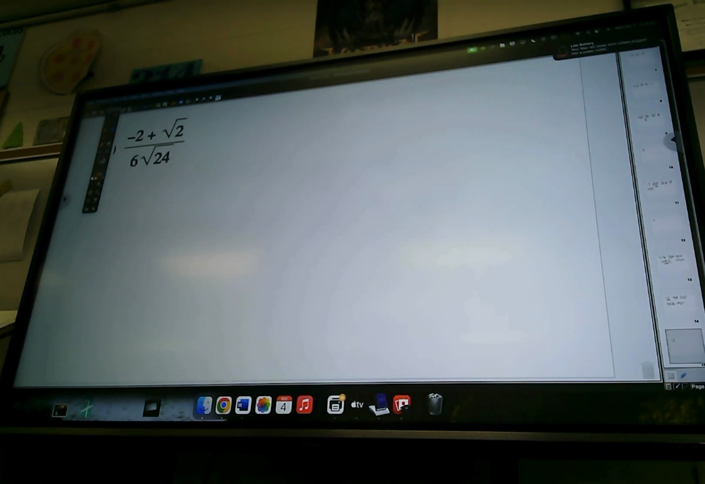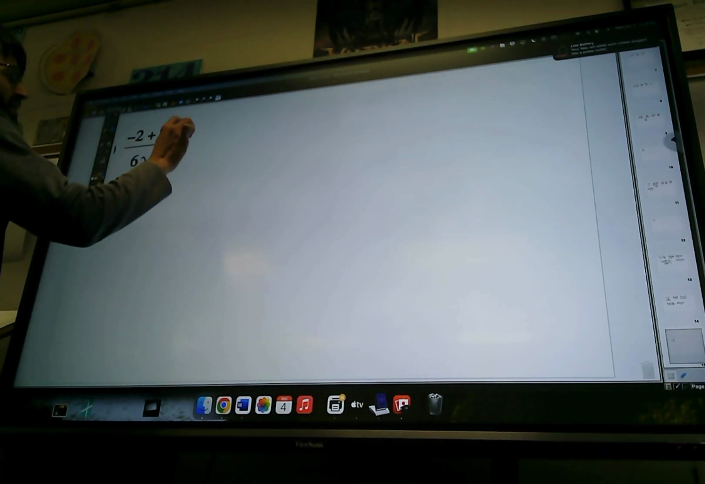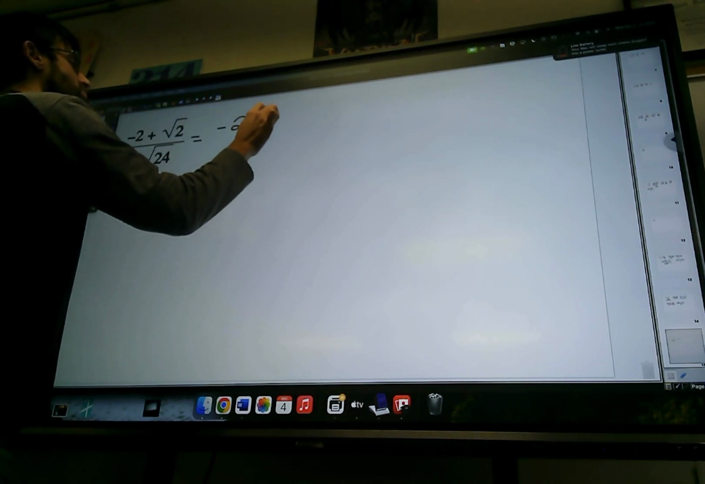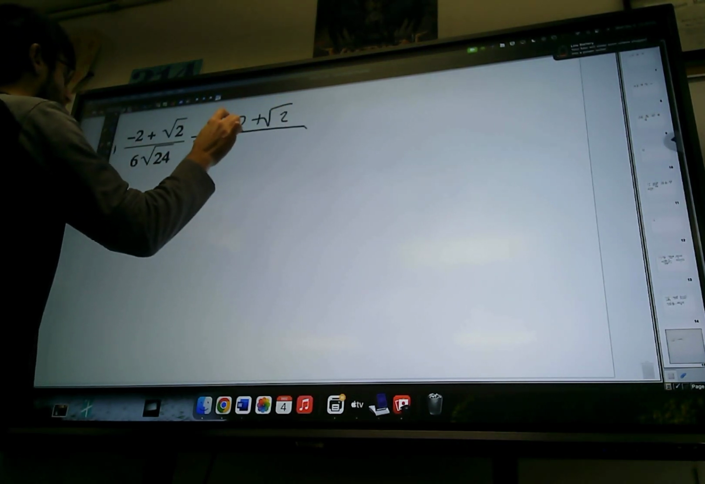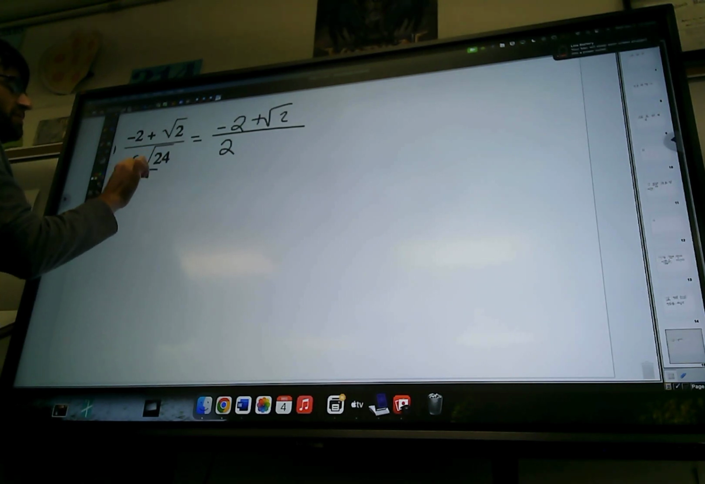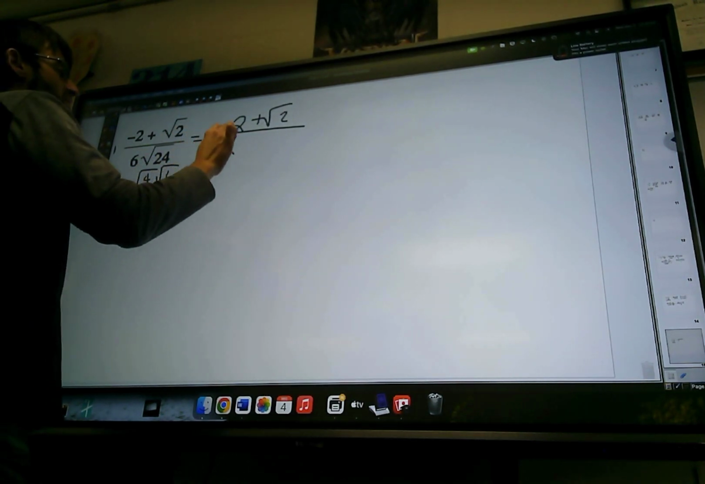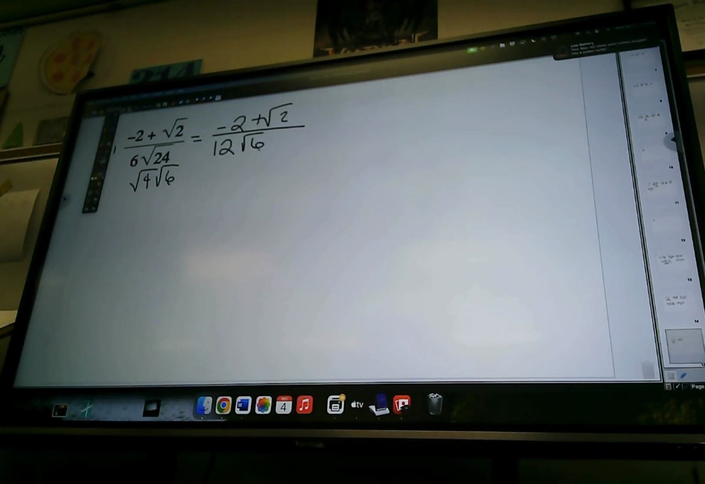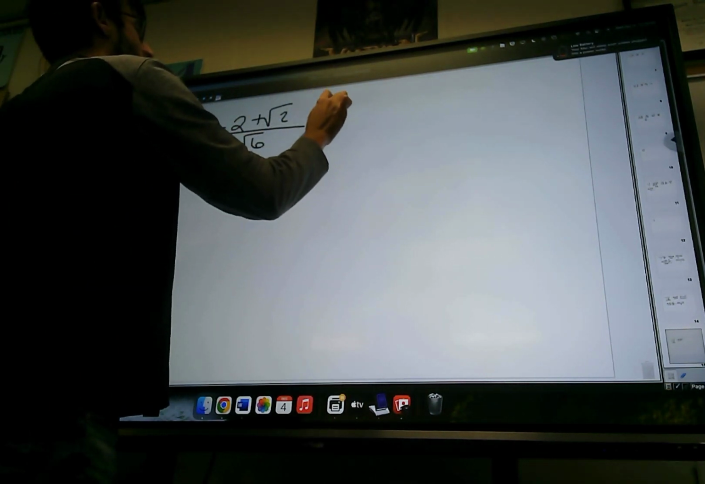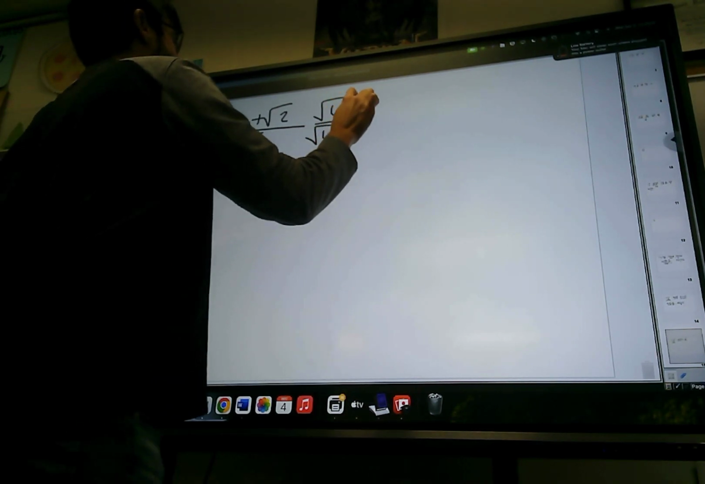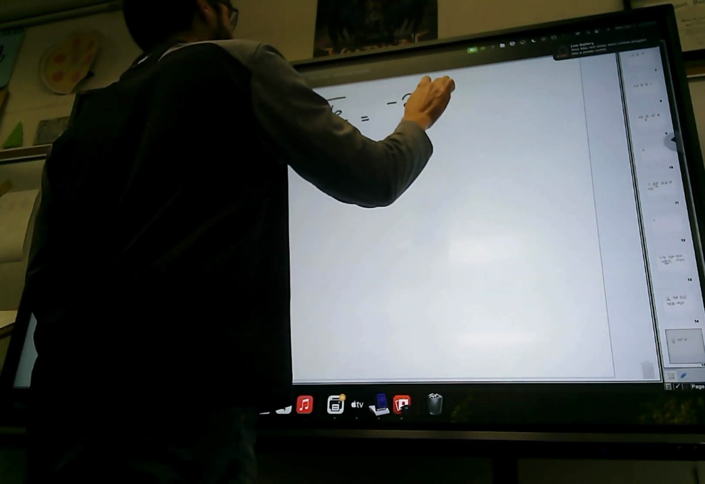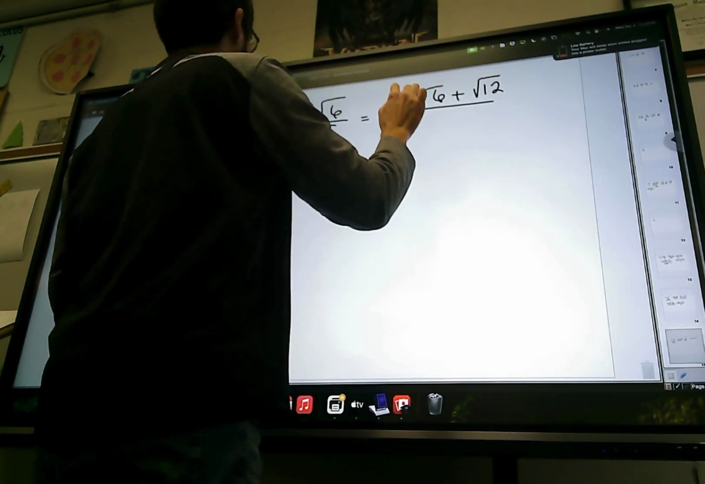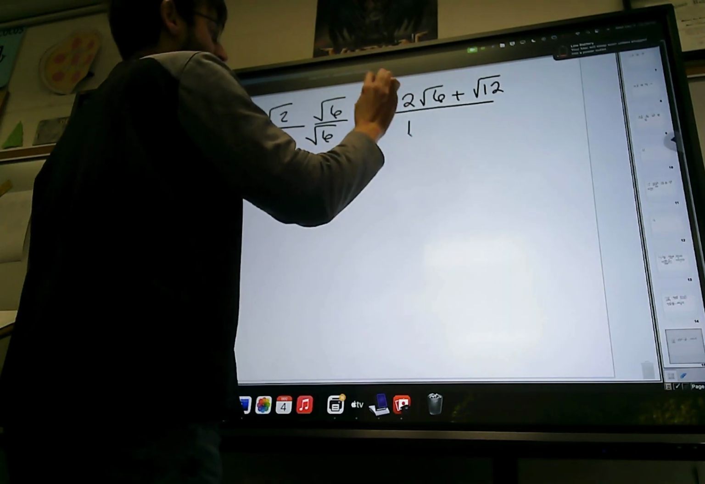All right, first thing I'm going to do is reduce that radical. Square root of 4, square root of 6, so that's 12 square root of 6. Then I'm going to multiply by the square root of 6 over the square root of 6 to rationalize. That's negative 2 square root of 6 plus the square root of 12 all over 12 times 6, which is 72.